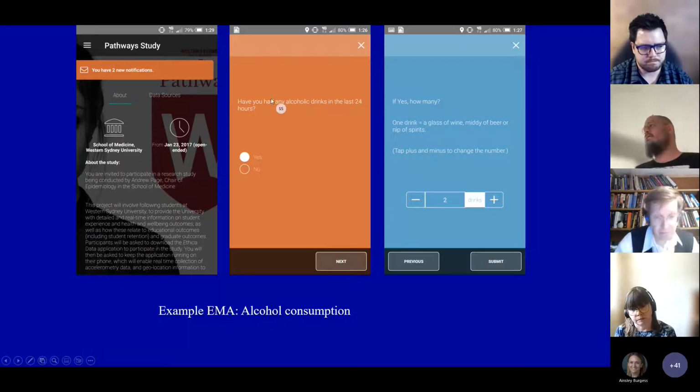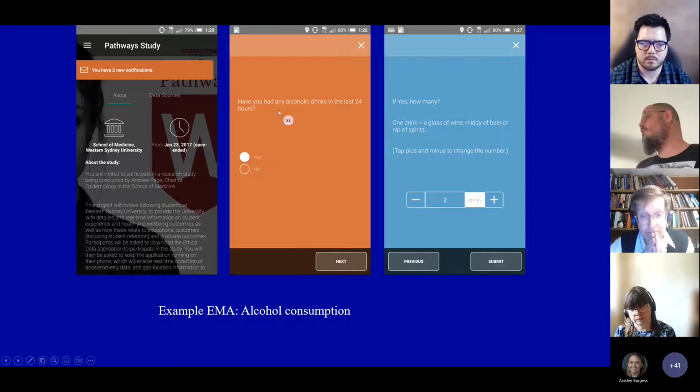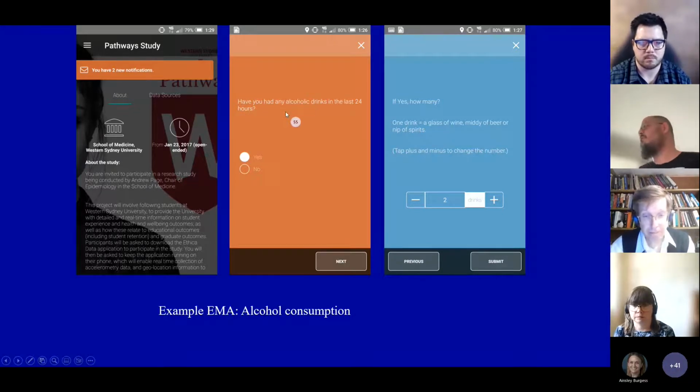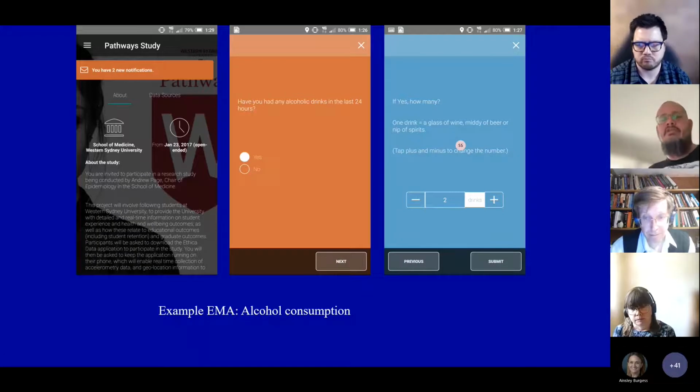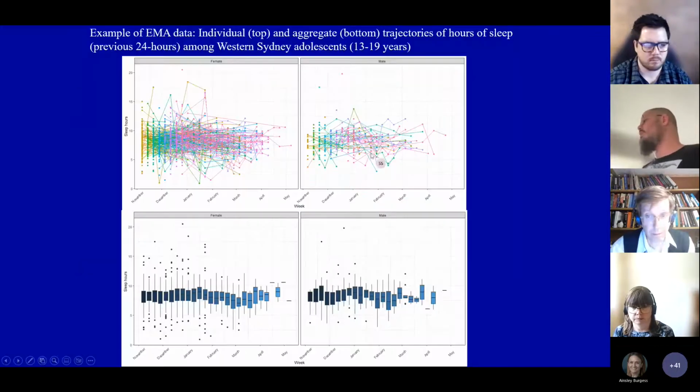So this is an example of some screens that the users will receive with short questions like, have you had any alcohol drinks in the last 24 hours? And then yes or no, and then you can go to next questions about how many. You can ask about physical activity. Did you do at least 1 hour of moderate physical activity in the last 24 hours? Or did you eat fast food in the last 24 hours?